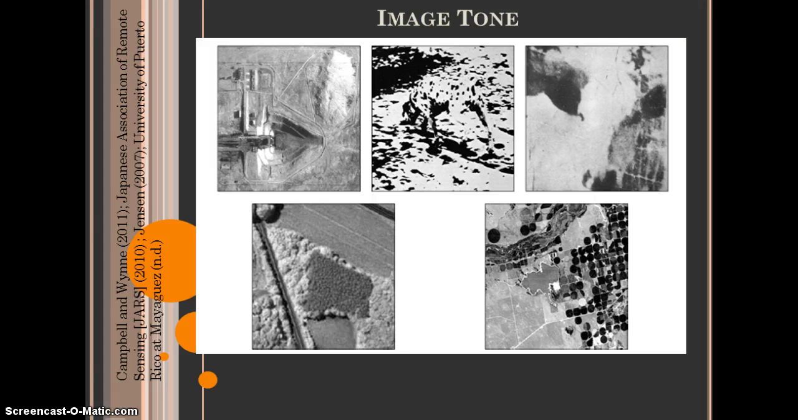Image tone refers to the lightness and darkness of an image. The Japanese Association of Remote Sensing, JARS 2010, describes image tone as, quote, the continuous gray scale varying from white to black. In panchromatic photographs, any object will reflect its unique tone according to the reflectance. For example, dry sand reflects white, while wet sand reflects black. In black and white near-infrared photographs, water is black and healthy vegetation light to gray. In these images, you can see the differences in gray tone and black and white areas of the images.